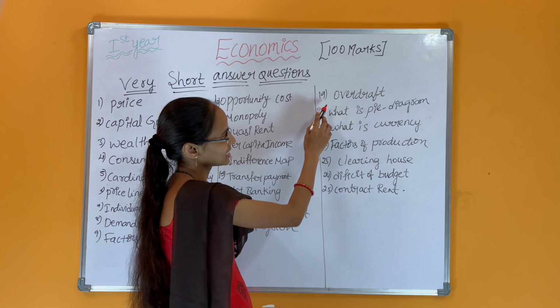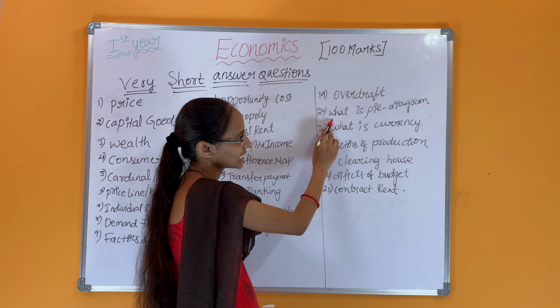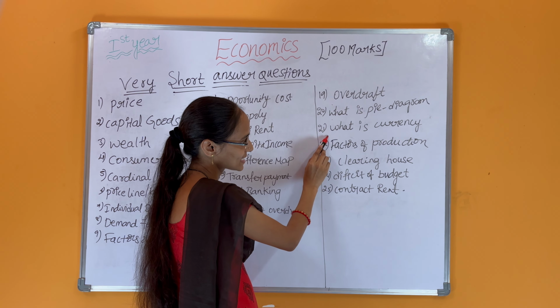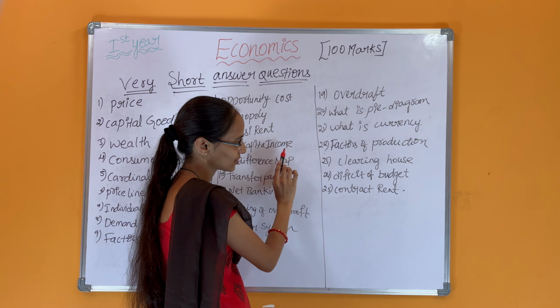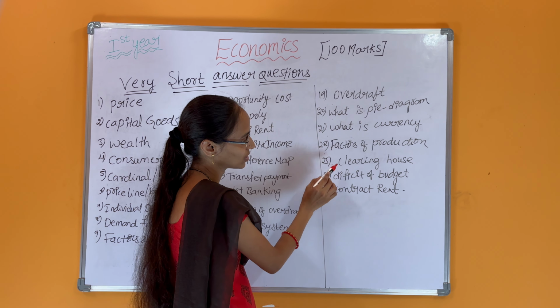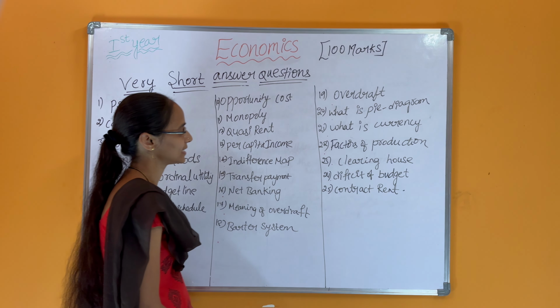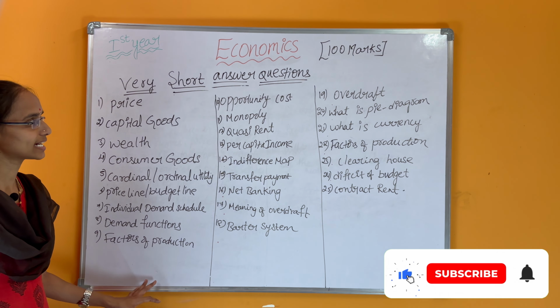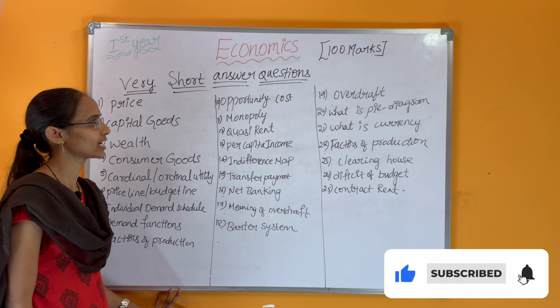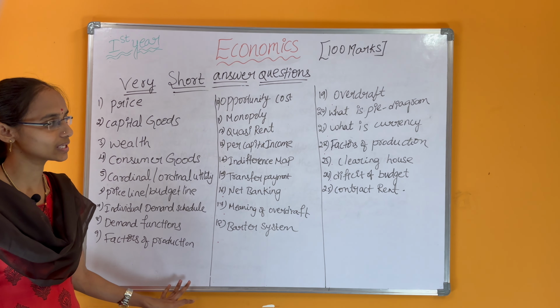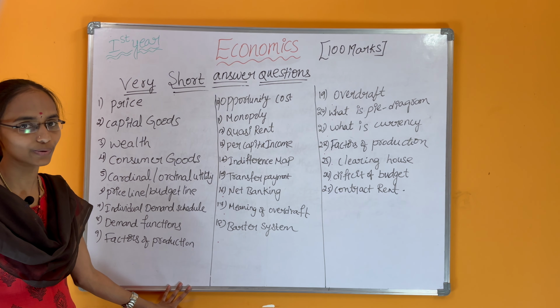The next is what is the meaning of overdraft, what is pie diagram, what is currency, what are the factors of production, clearing house, deficit of budget, what is contract rent. So these are the important questions of economics. Please read all these questions. You will get a good score.